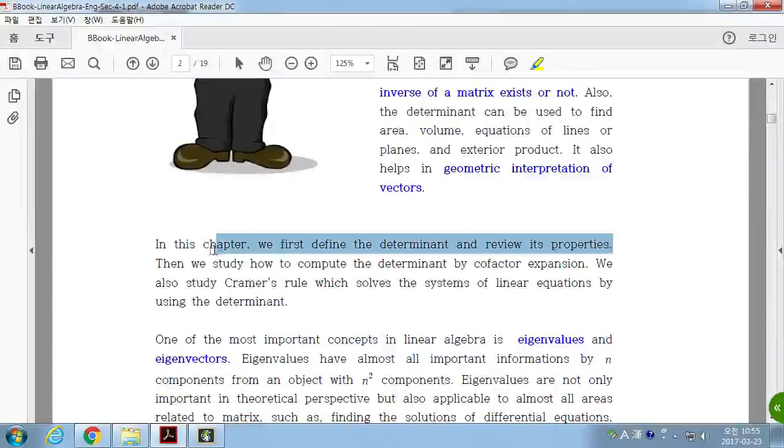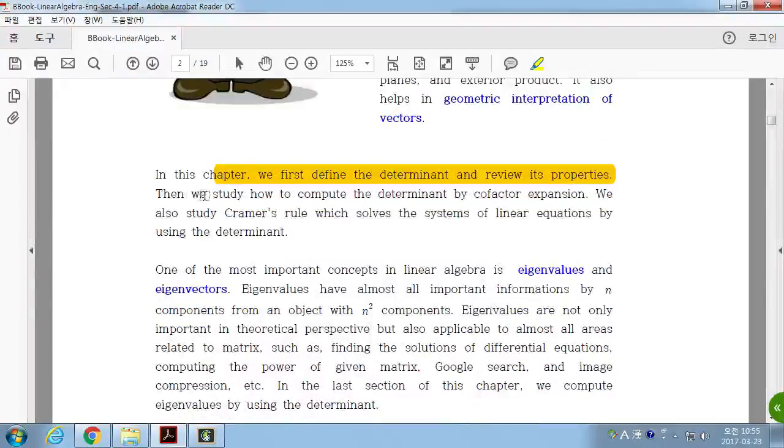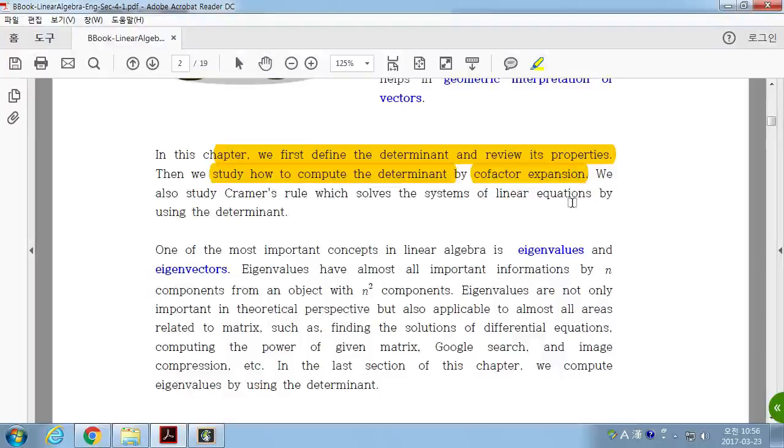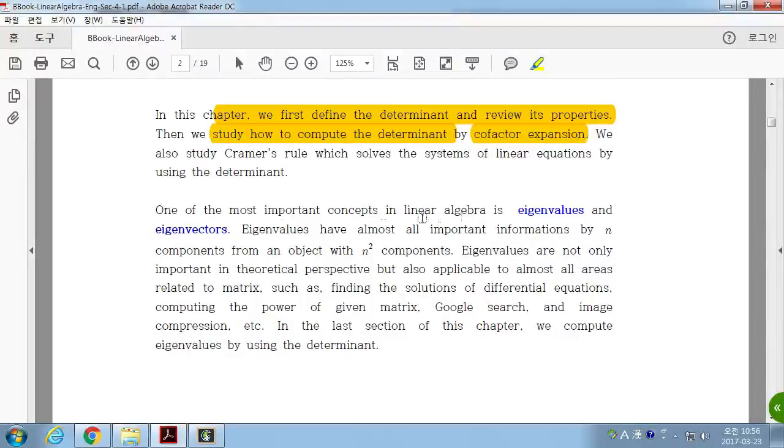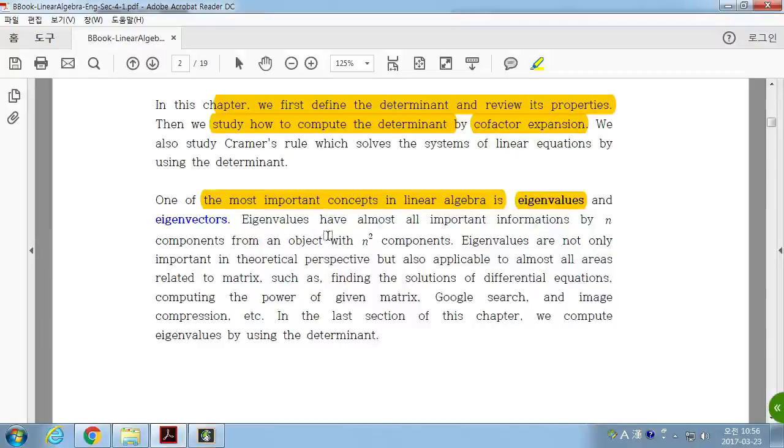In this chapter, we first define the determinant and see its properties. Then we study how to compute the determinant from the definition, by using elementary operations, and by using the cofactor expansion. And then we will define the most important concepts in linear algebra, which are eigenvalues and eigenvectors.